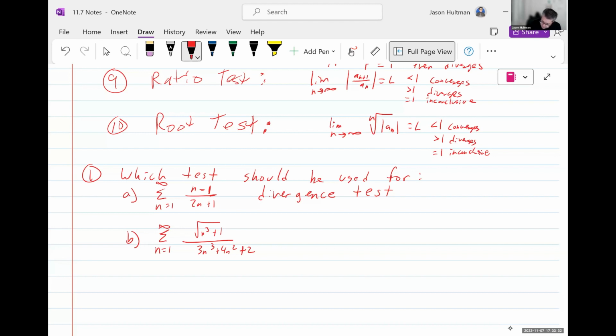If I just take the first terms of this, I would take the square root of n cubed over 3n cubed. Then this equals n to the 3/2 over 3n to the 3rd, which is equal to 1 over 3n to the 3/2. And this is a p-series, which converges.